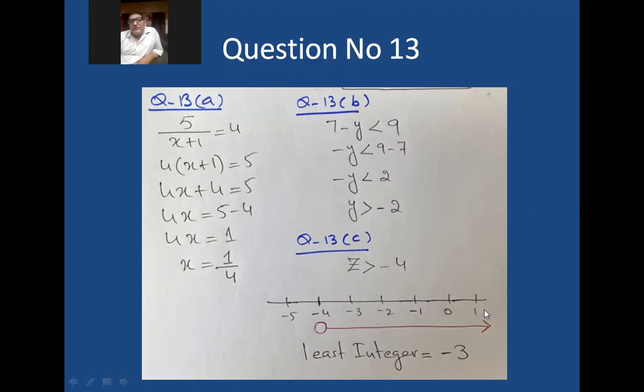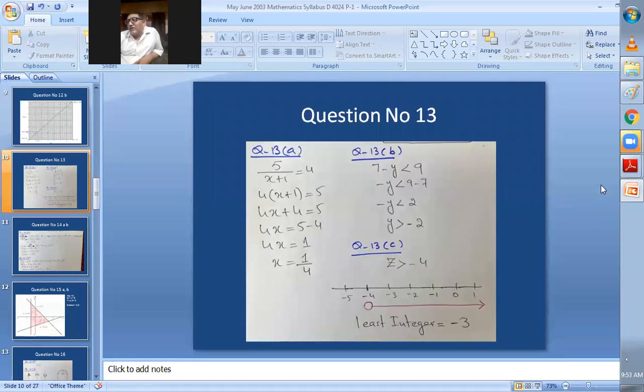So here I have drawn a number line. The z value is more than minus 4, but this minus 4 is not included. And greater than minus 4, I will show an arrow towards the right. And in this solution, the first integer coming up is minus 3. So the least integer value of z more than minus 4 will be minus 3. So minus 3 is the answer. So this is question number 13 showing up on your screen. Hopefully you have understood.